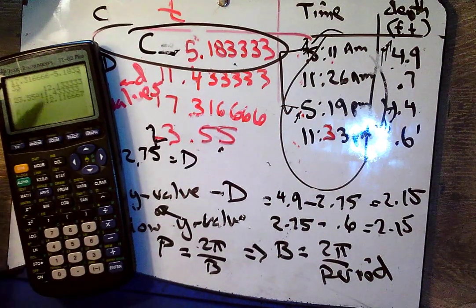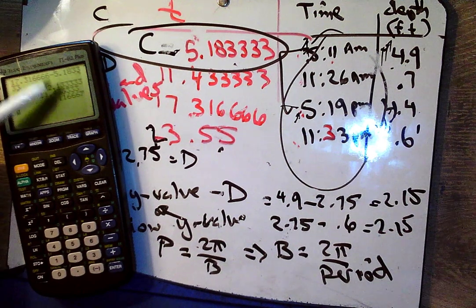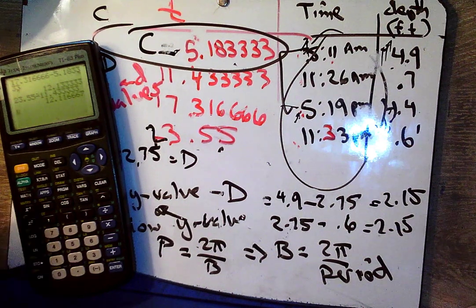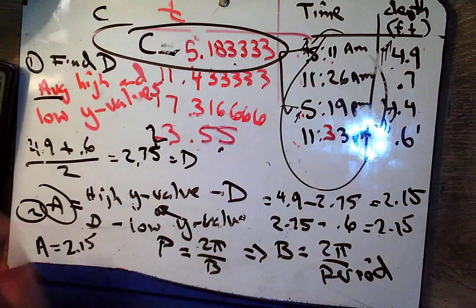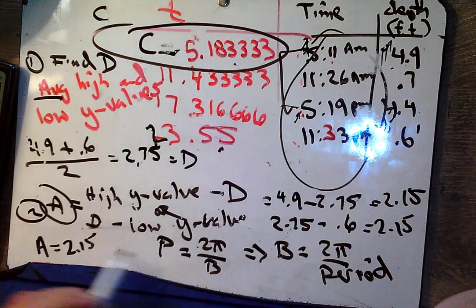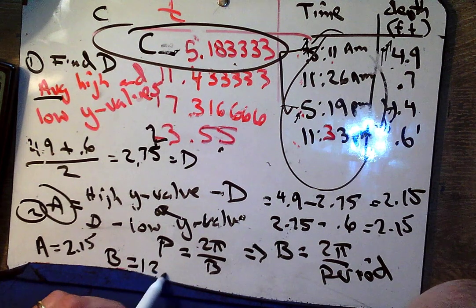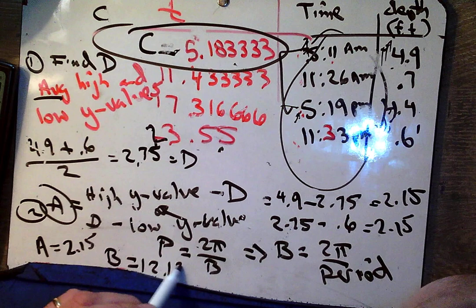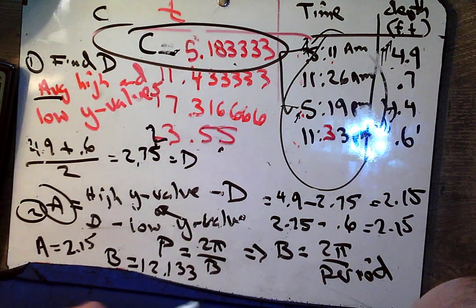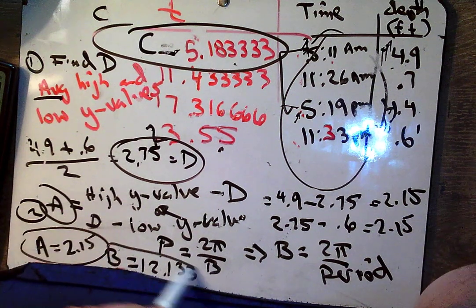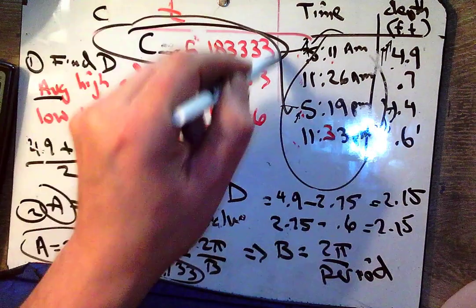I get a number that's similar, but is definitely not the same. And no, I can't tell you which is the better one to use. I just pick one. So we've got the B value as 12.133, because that's the one I found first. Okay, so we've got a D value, an A value, the B value, and the C value.